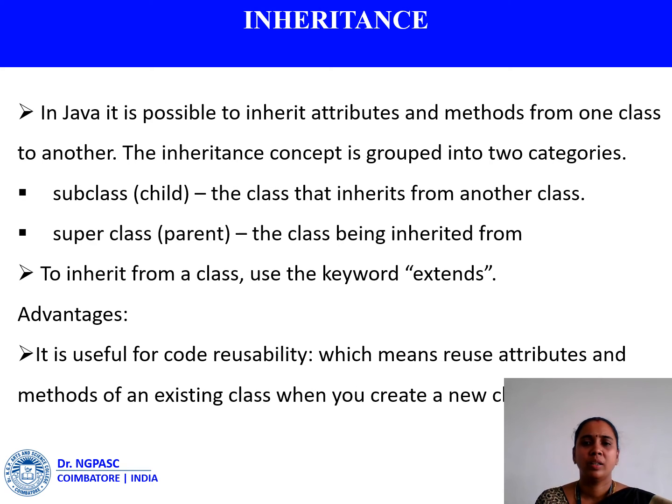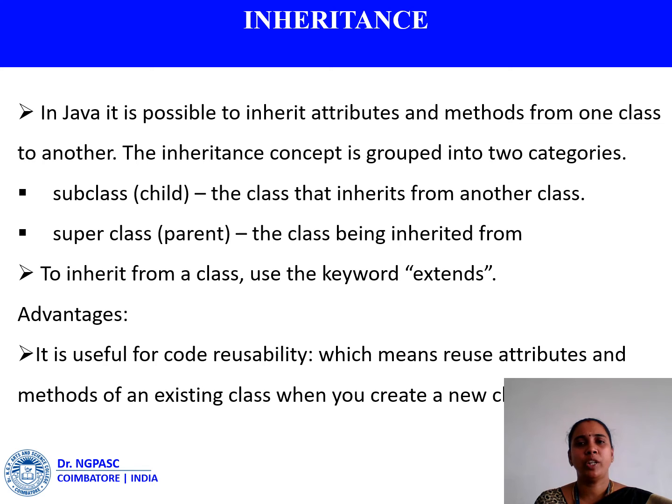Let me discuss what we mean by inheritance. In Java programming, it is possible to inherit attributes and methods from one class to another class. The inheritance concept is grouped into two categories: subclass and superclass. The subclass is also known as the child class, and the superclass is also known as the parent class or base class. The subclass means the class that inherits from another class, whereas the superclass means the class being inherited from. To inherit from a class, we have to use the keyword extends.